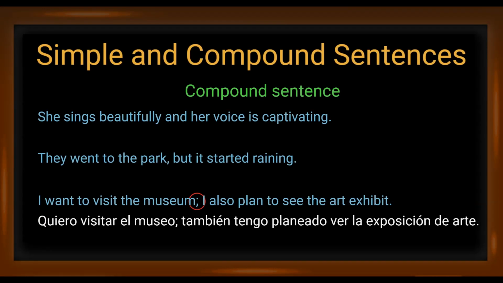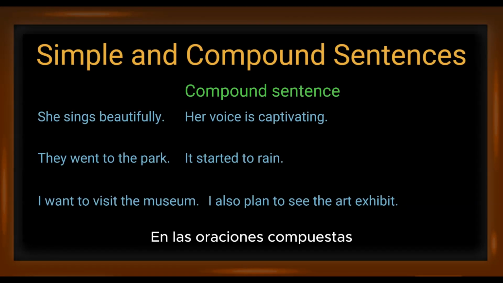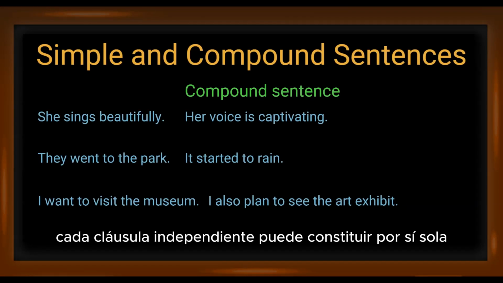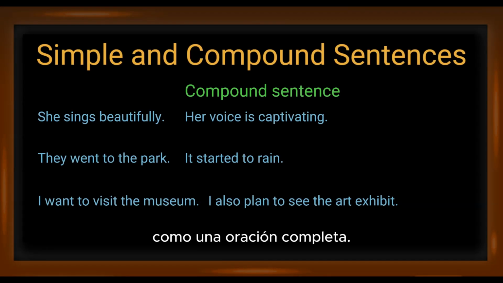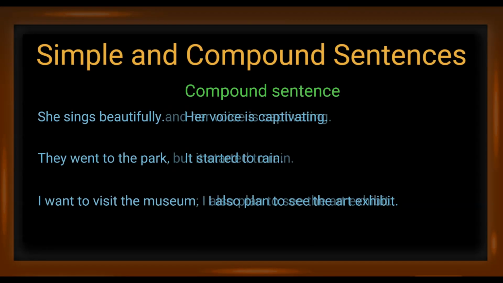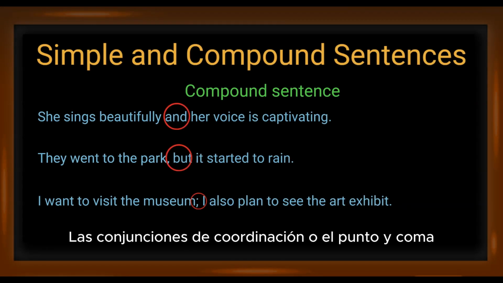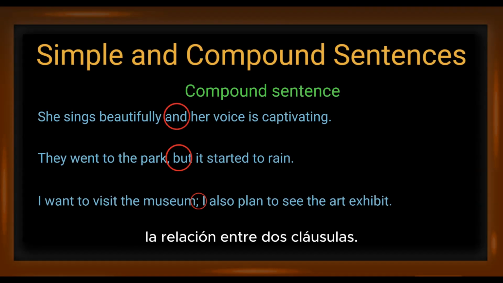I want to visit the museum. I also plan to see the art exhibit. In compound sentences, each independent clause can often stand alone as a complete sentence. The coordinating conjunction or semicolon is used to show the relationship between the two clauses.